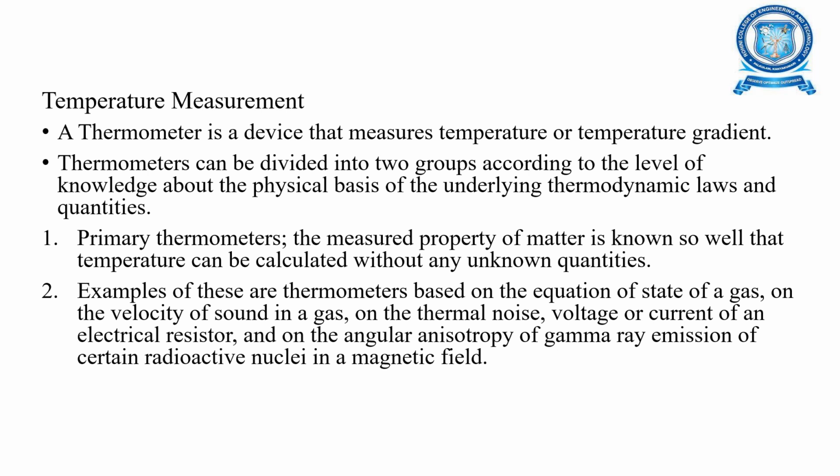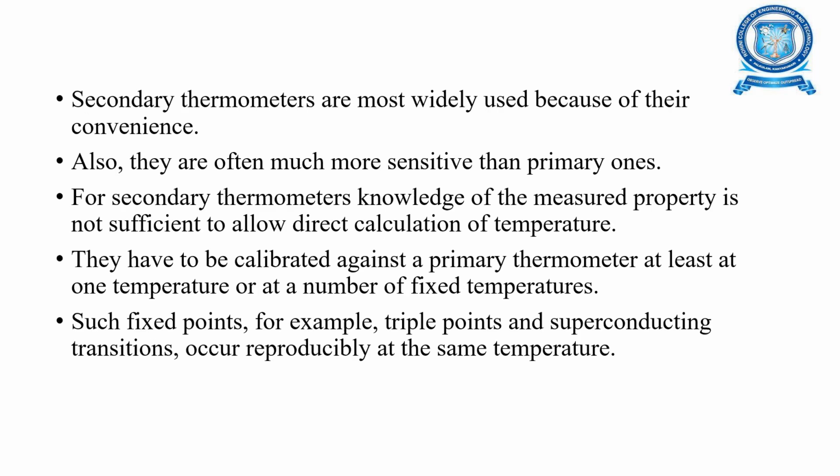Examples of these thermometers are based on the equation of state of a gas and the velocity of sound in a gas, and the angular anisotropy of gamma ray emission of certain radioactive nuclei in a magnetic field. Secondary thermometers are widely used because of their convenience. For secondary thermometers, the measured property is not sufficient to allow direct calculation of temperature.